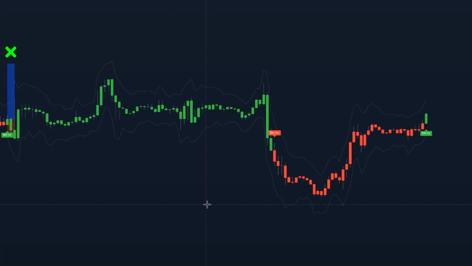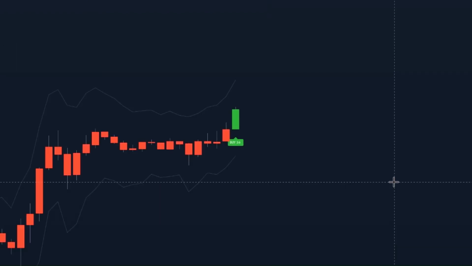And just a few candles later from this previous trade, we have a sell, but we would not be entering as we are still in an uptrend. And then right here we have our next buy trade for the strategy.